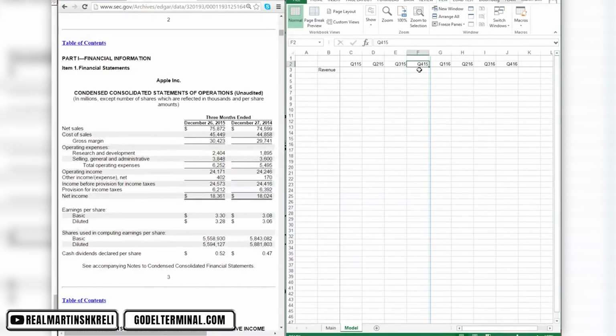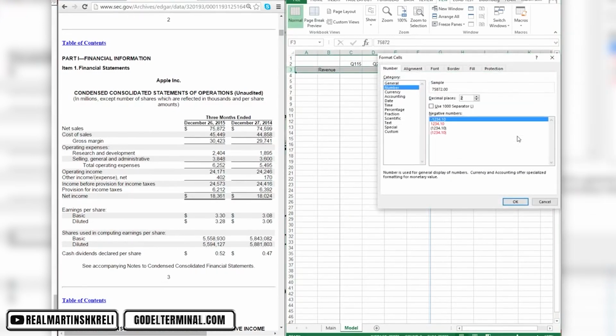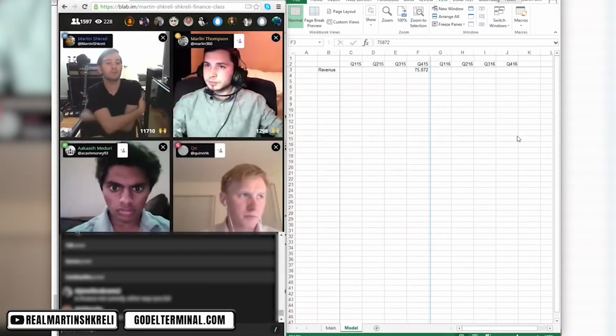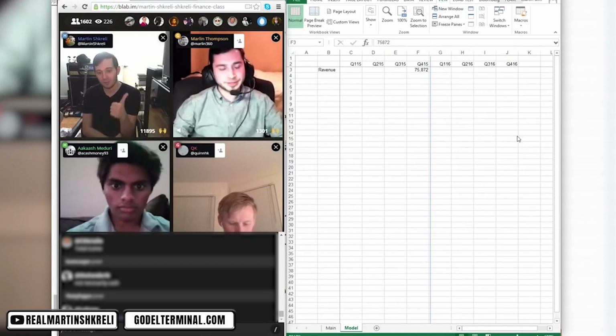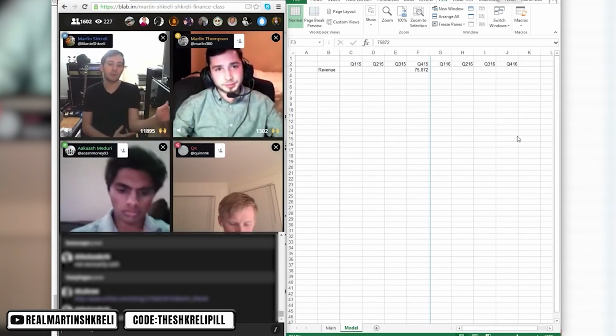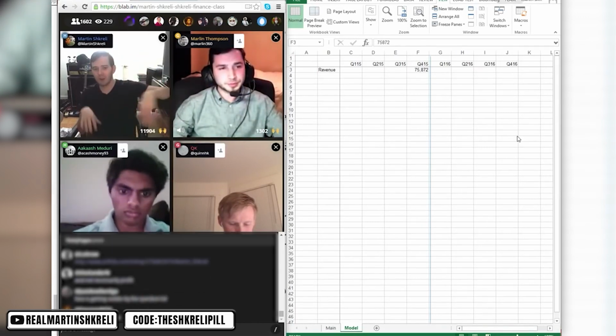You can see that they had $75 billion of revenue in Q4 2015. Q4 is the last 3 months, so that's October, November, December. In just 3 months, they generated $75 billion of revenue. What is revenue? Revenue is just sales. Revenue, sales, turnover, receipts, they all mean the same thing. We'll worry about costs and profits in a second.